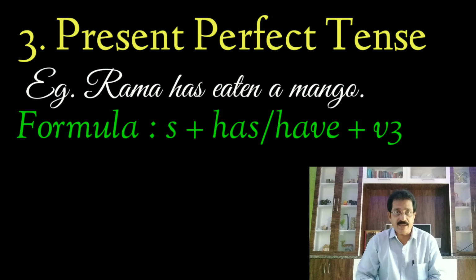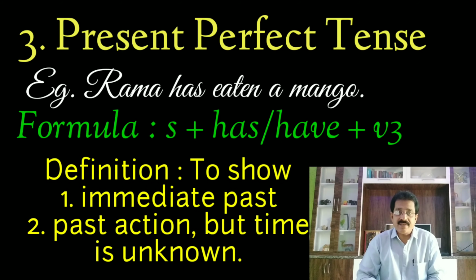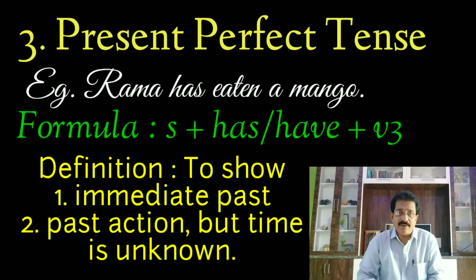It is used in two situations mainly. So there are minor ones. Let me talk about the main two usages of the present perfect tense. First one is, it is used when we talk about an action of the immediate past, just now completed. For example, I have just given you an example of present perfect tense. An action happened just in the immediate past or just now.